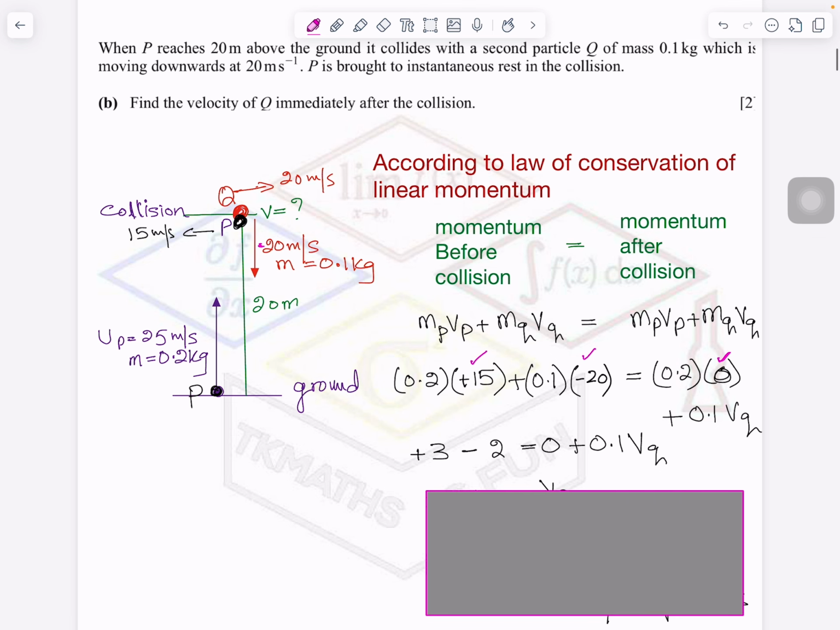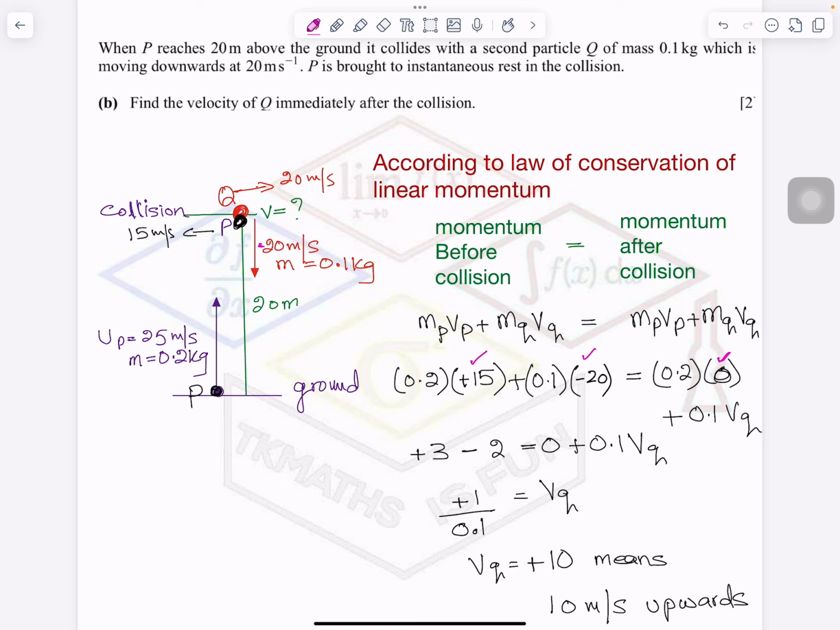Now you know if the velocity of Q has a plus sign, it means it will move up. If it has a minus sign, it is coming down. Okay, so now it is coming out plus, so it means it is upward, because we have seen here that we have taken upward as plus and downward as negative. You can see from here.